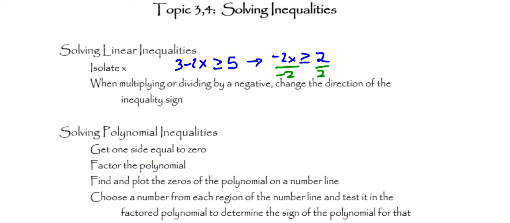And the one thing we need to remember here, right, we would get x, is that when we multiply or divide by a negative, we have to change the direction of our inequality signs. So instead of greater than, this becomes less than or equal to 1. So I think you'll remember doing that.